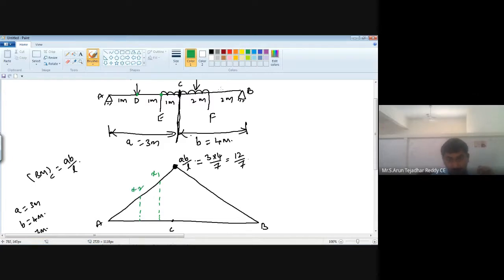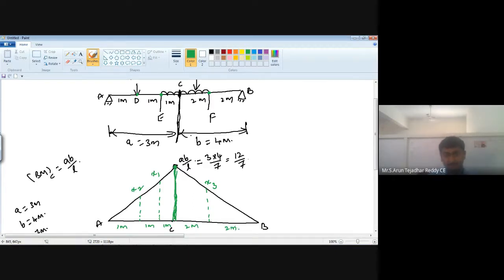Okay, next, at this point also this is uniformly distributed load. So below that draw one line. Give it x3, and just now we calculated the maximum ordinate. Okay, now find out x1, x2, x3. The distances are 1 meter, 1 meter, 1 meter, 2 meter, 2 meter.